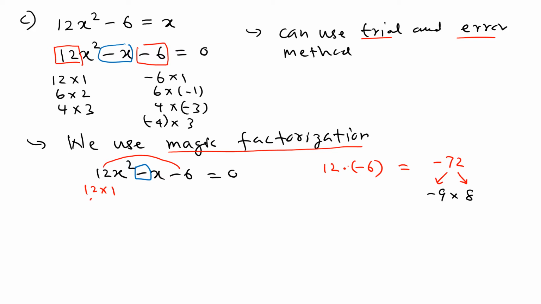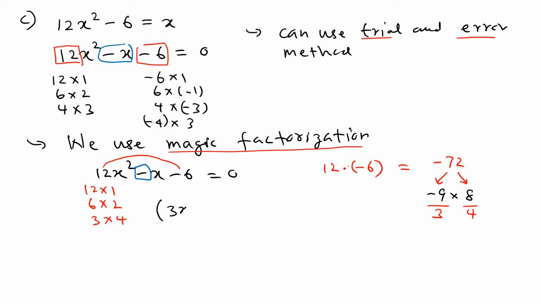The same thing happens with 6 and 2. If you look at 6 and 2, 2 divides 8, but 6 does not divide negative 9 evenly. So we do not go for that option. The best option would be 3 times 4. 3 divides negative 9 evenly, and 4 divides 8 evenly. So those are the options we are going to pick. That means we can write the factorization directly like this.